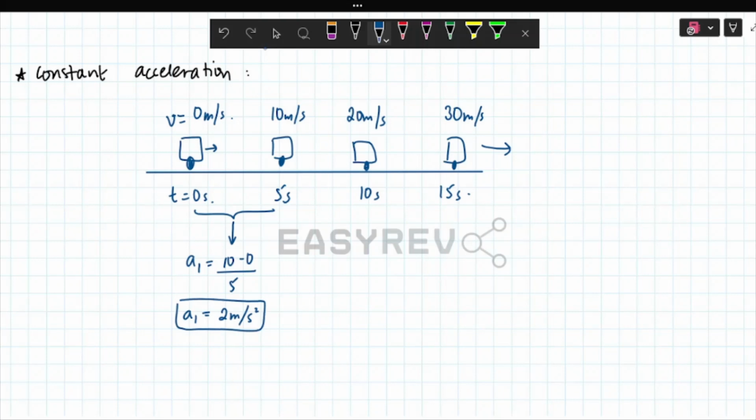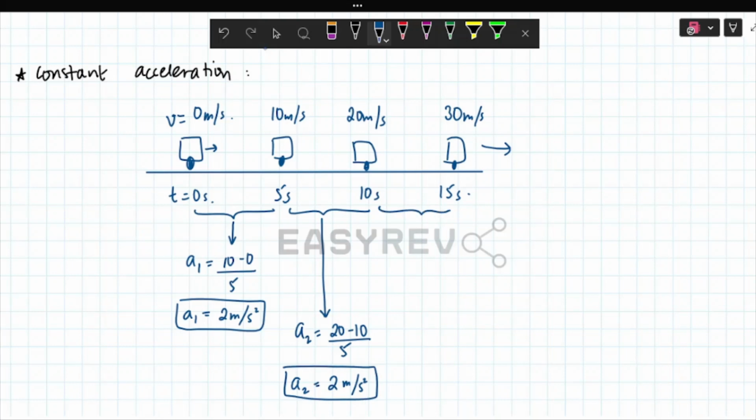Now let's evaluate the next acceleration value. Here we get 20 minus 10 divided by the same 5-second interval. We get once again 2 meters per second square. And now once again we do it here, a3, 30 minus 20 divided by the same 5-second interval, and we get 2 meters per second square.